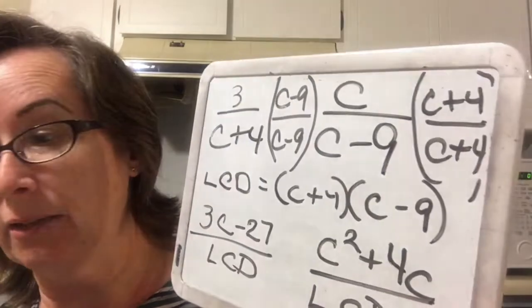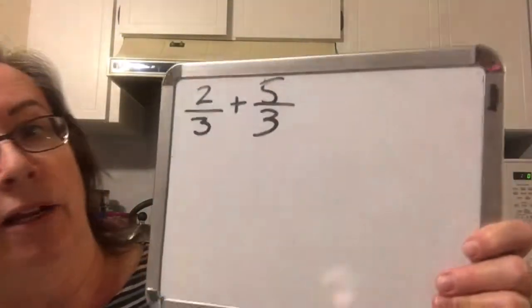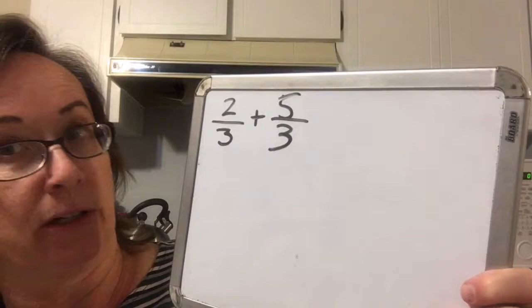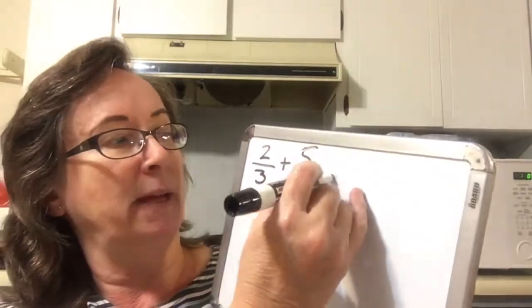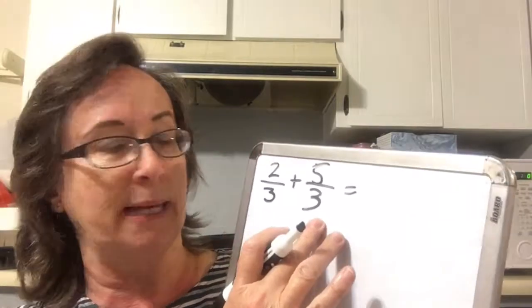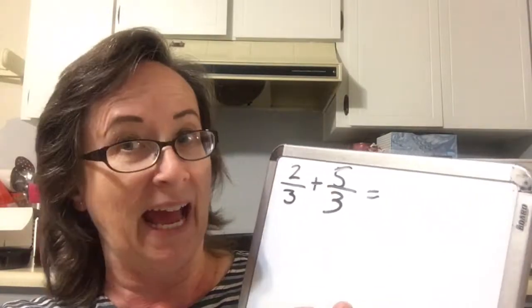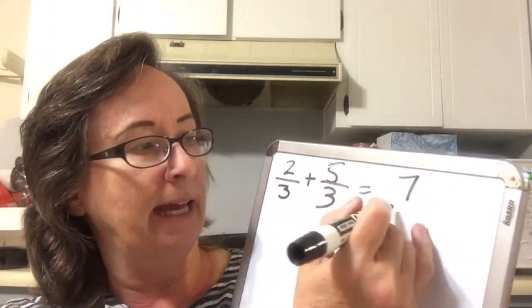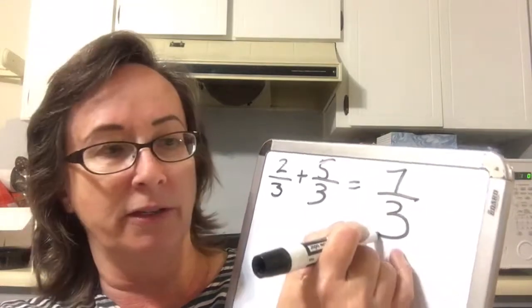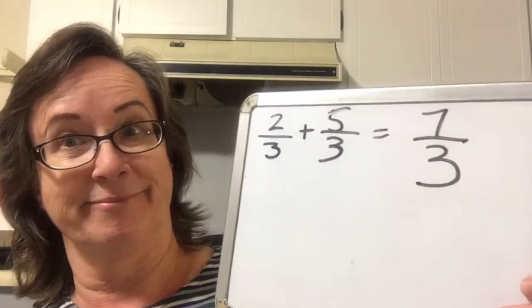Now we're actually going to begin adding together our rational expressions. So here we have 2/3 plus 5/3. Since we have the same denominator, remember what we do with fractions. If we have the same denominator, all we have to do is add the numerators and get 7/3.